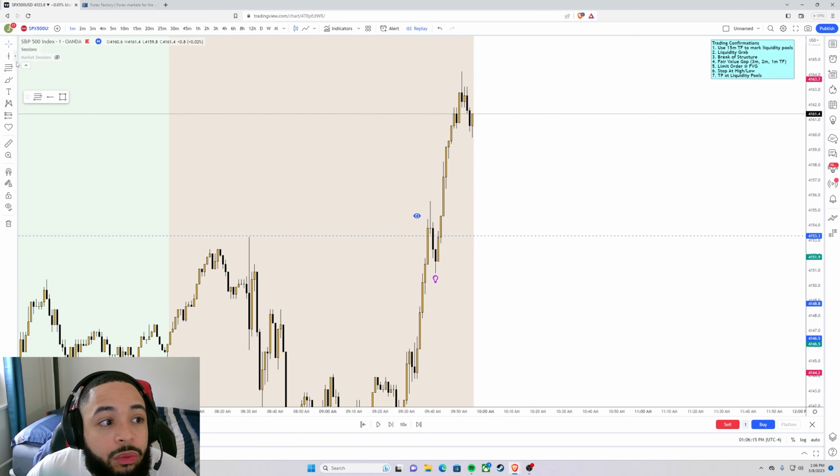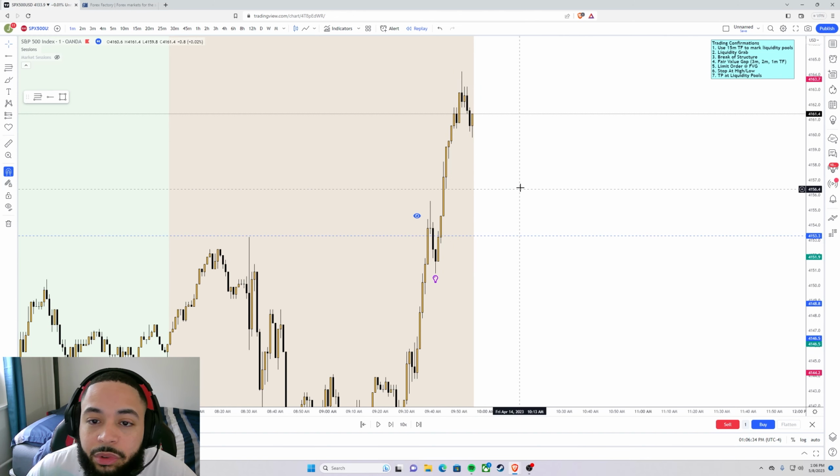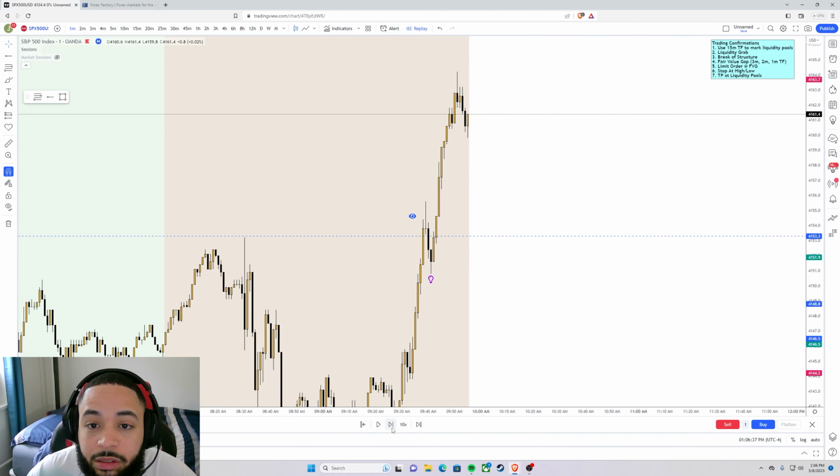So now we'd still want to see either the break of structure lower here, or just another push above. Sometimes I like to mark things up, right? So just wait for another push above. In this case, we just want to see what price does.